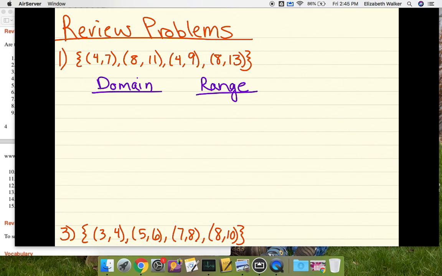But for some of us, this visual is really helpful to wrap our minds around why this is not a function. Okay? So my domain is all of my inputs, all of my x values, all of these first numbers here. So that would be 4, 8, 4, and 8. Now, when I go to write these out, there's really only 2 numbers that are written first in all of these ordered sets, 4 and 8.